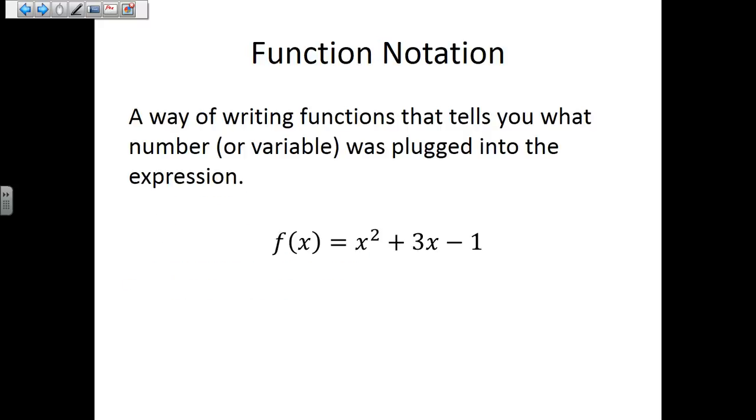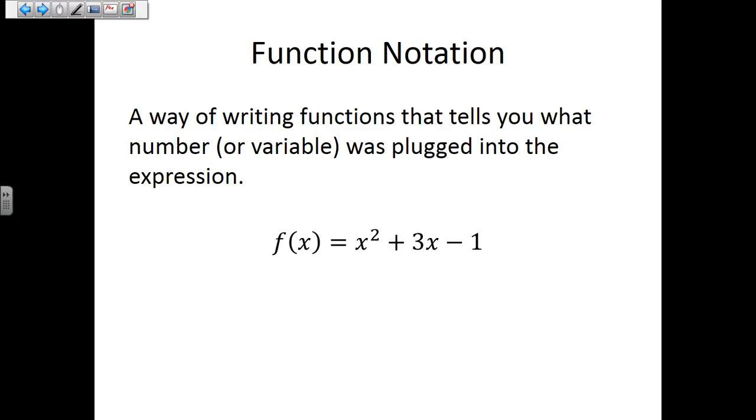So let's start out by talking about what function notation is. I like to say it's a great way for bookkeeping. It's a way of writing functions that tells you what number or variable was plugged in to the expression. So when I say f of x equals x squared plus 3x minus 1, we use function notation because whatever I put in that set of parentheses tells me what number is getting plugged in to the rest of the function. So like I said, it's a great way for bookkeeping.